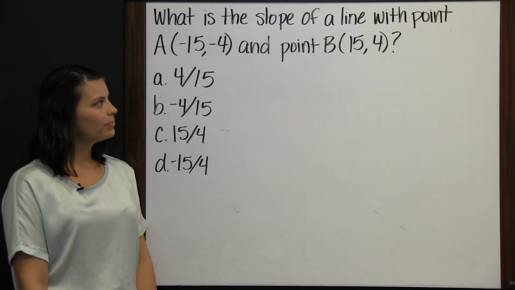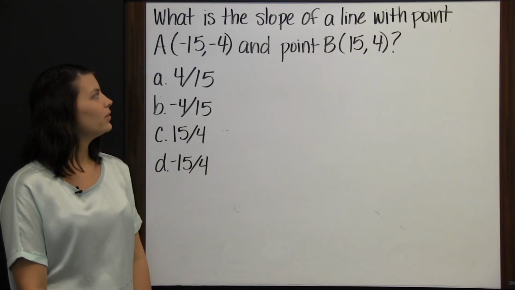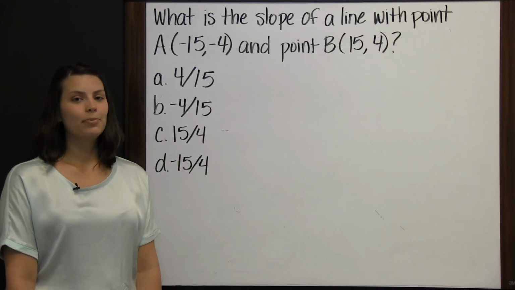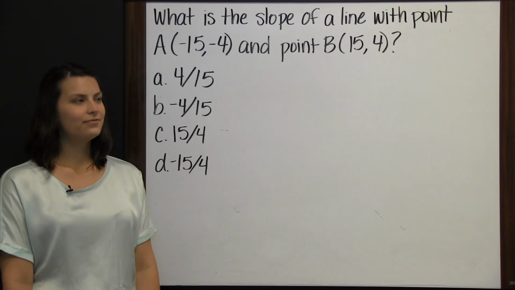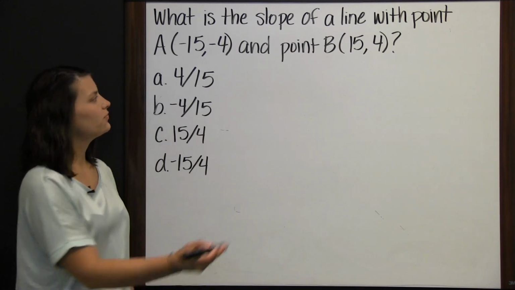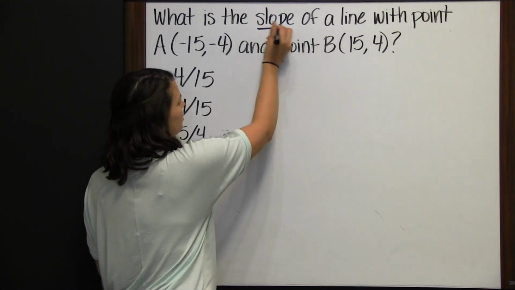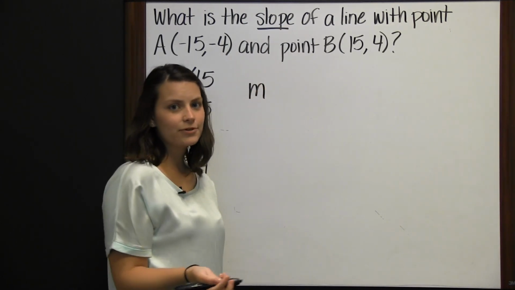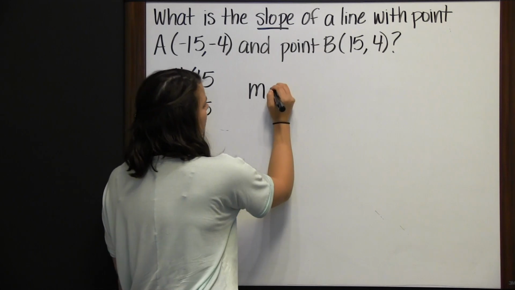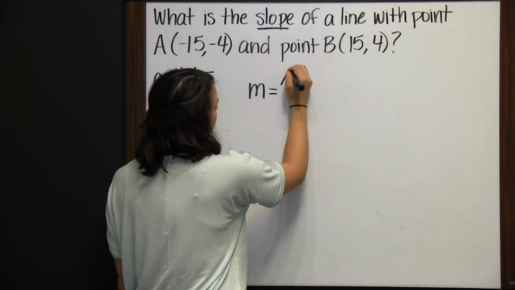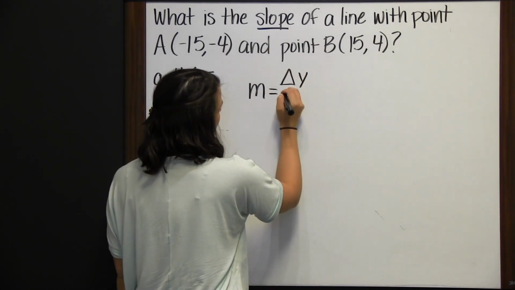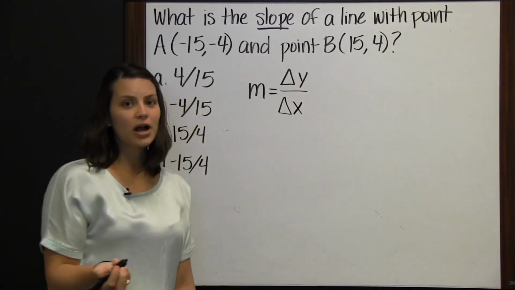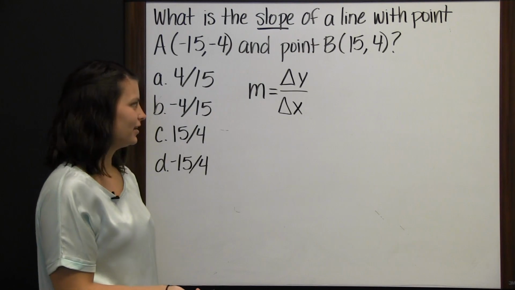What is the slope of a line with point A, (-15, -4), and point B, (15, 4)? To find the slope of a line, we use m for slope usually in math. The slope is the change in y divided by the change in x. And that triangle stands for change in.